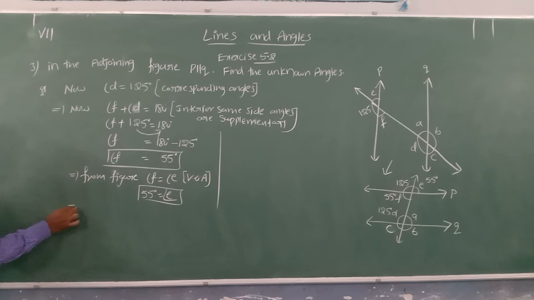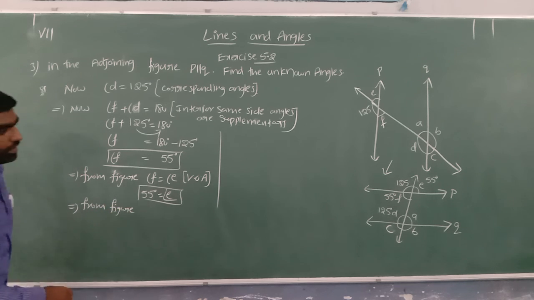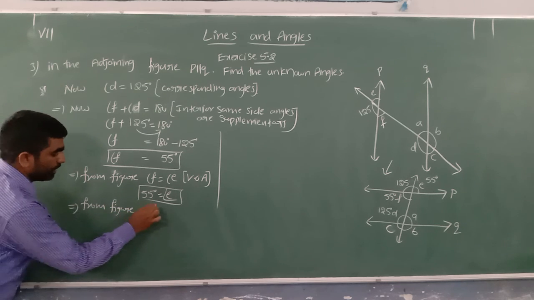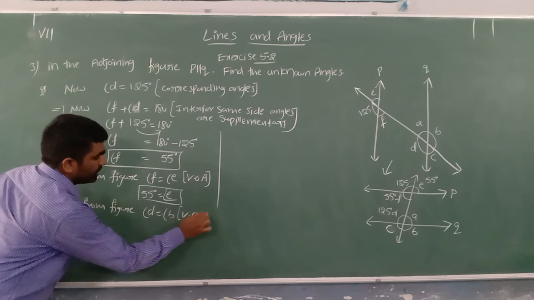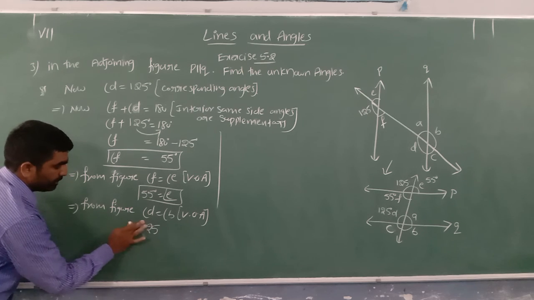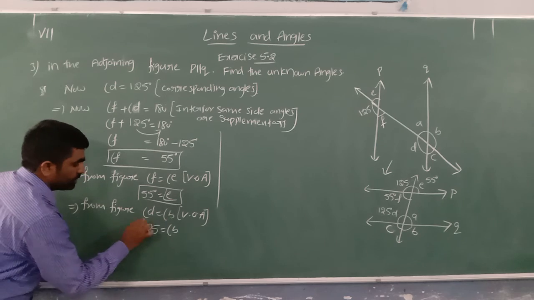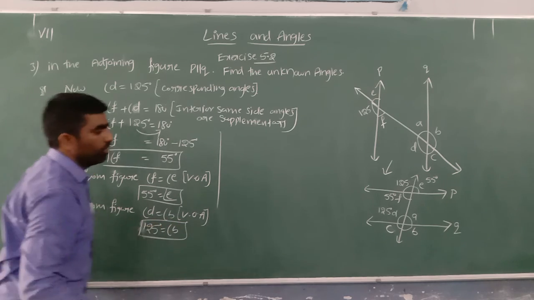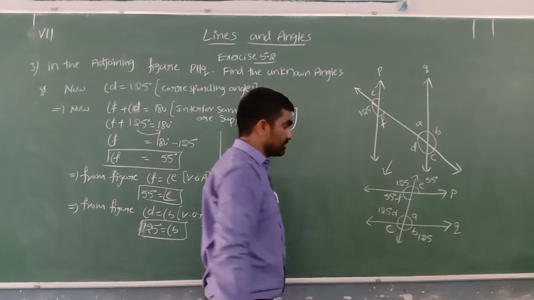Now more we can write from the figure. Angle D is equal to angle B. The reason is vertically opposite angles. What is angle D? 125 degrees. Angle D is 125 degrees, which is equal to angle B. So angle B is also 125 degrees because of vertically opposite angles.